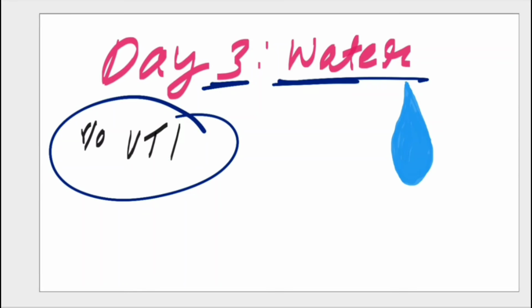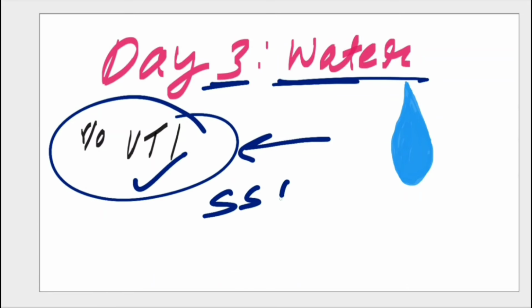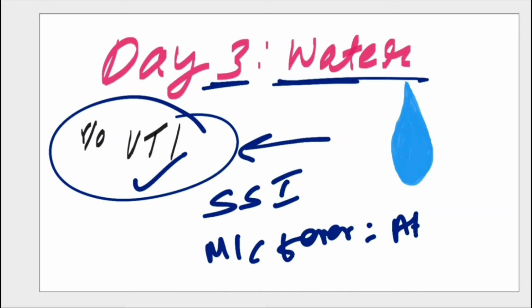Some points to be noted in this: the most common cause of hospital acquired infection is UTI. But if they ask what is the most common cause in a surgical patient, then it will be surgical site infection. And the most common cause for fever is atelectasis.